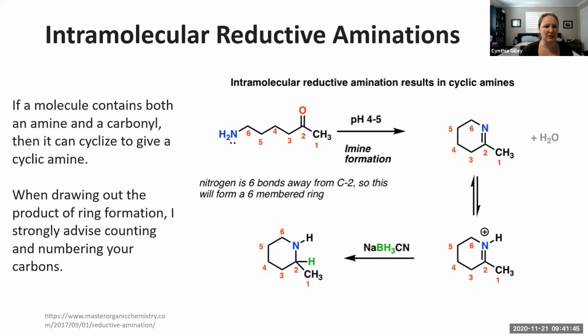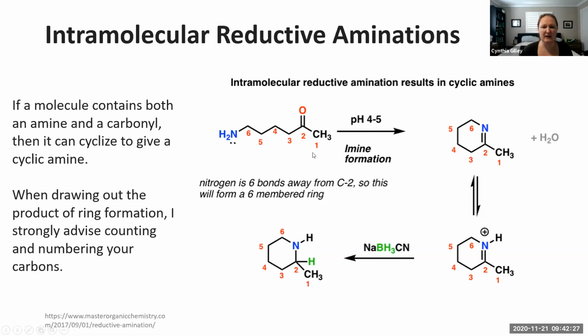Let's talk about an intramolecular reductive amination. These tend to give students a bit of trouble because it's a little bit harder to imagine the formation of a ring. But if you have a molecule that has both an amine, primary amine, and a carbonyl, for example, this ketone, then the amine and the ketone can react together to form an imine under acidic conditions. That imine would be protonated to form the iminium ion, and the carbon-nitrogen bond would be reduced, thereby forming the 6-membered ring with a nitrogen atom. So we form the cyclic amine.